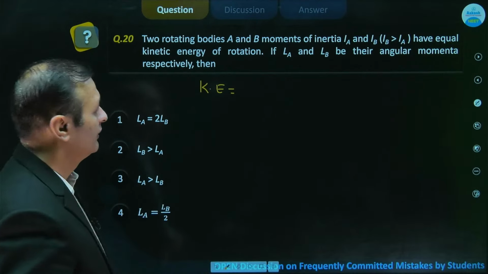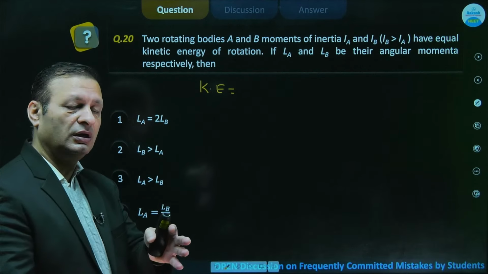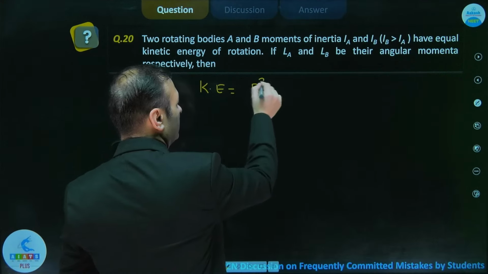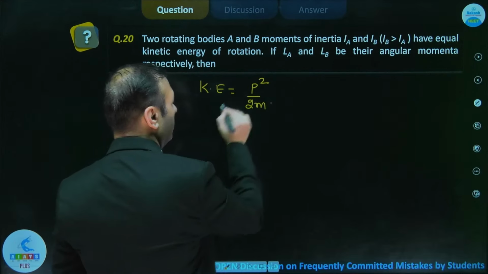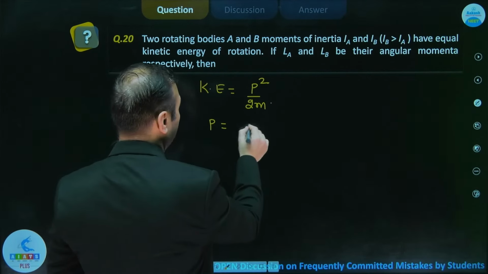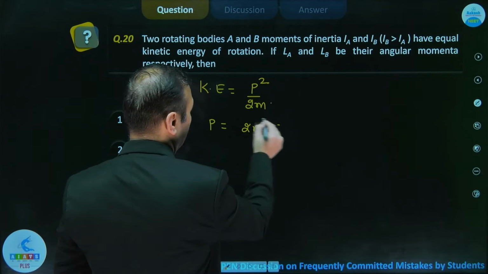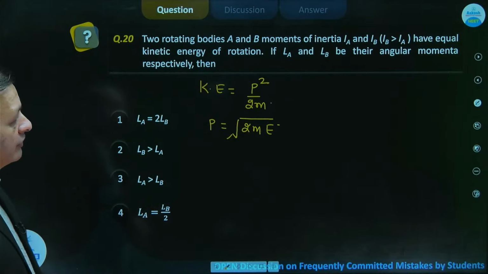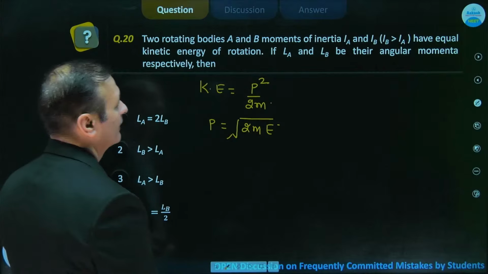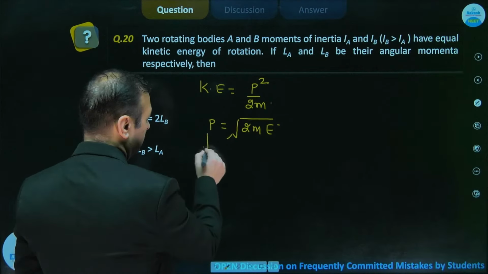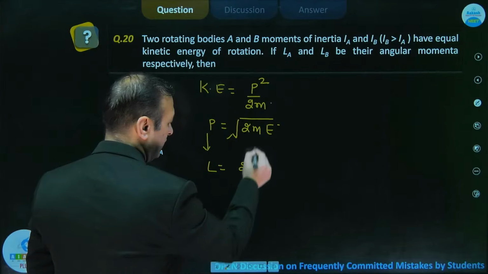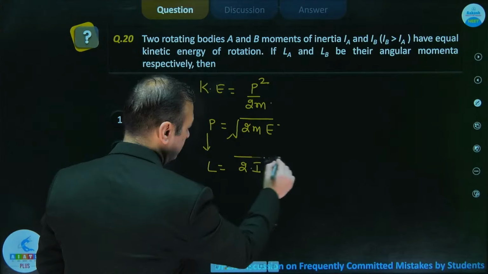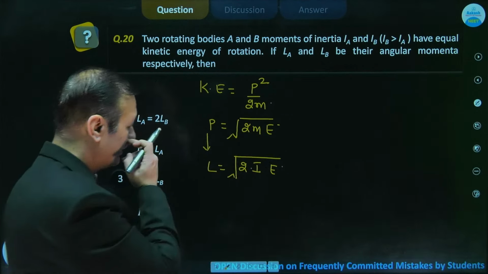Now take an analogy with translation motion. In translation motion, kinetic energy is p square by 2m, and linear momentum can be written as the root of 2m into kinetic energy. Now use the same expression for the rotational concept. So p is replaced with L, m is replaced with I, and E is the rotational kinetic energy, and this is the one.